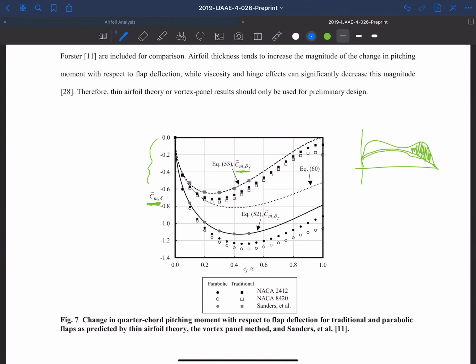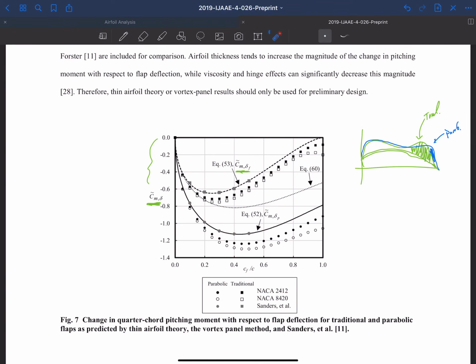So that pressure distribution looked something more like this, where that low pressure region was shifted even further back than the traditional flap. So this would be the parabolic, and then this would be the traditional flap. And so the parabolic flap had a lower pressure further aft than the traditional flap did, and so that's why we're getting a more negative pitching moment here.